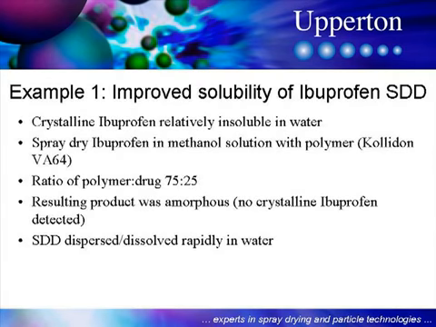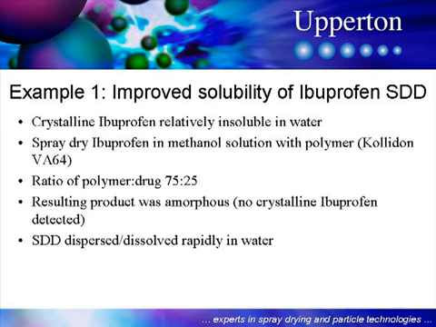Here's an example of some work we did in the laboratory using ibuprofen as a test molecule. As you know, ibuprofen is relatively insoluble in water. However, if we spray dry ibuprofen in methanol with a polymer such as Kollidon VA64, we find that we can produce a spray dry dispersion with good dissolution properties. In this case, we found that the ratio of polymer to drug was optimal at around 75 to 25, so 3 parts polymer to 1 part drug in the spray dried powder.